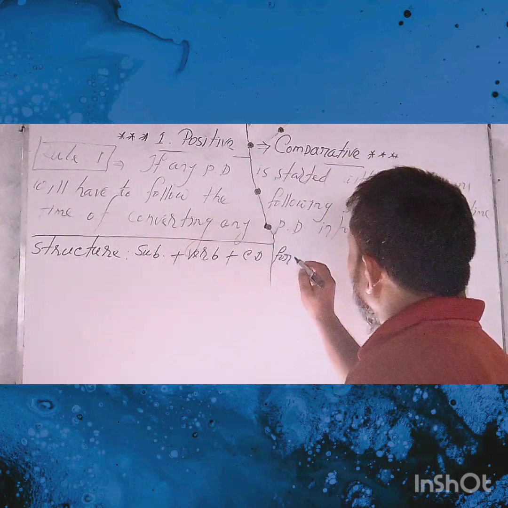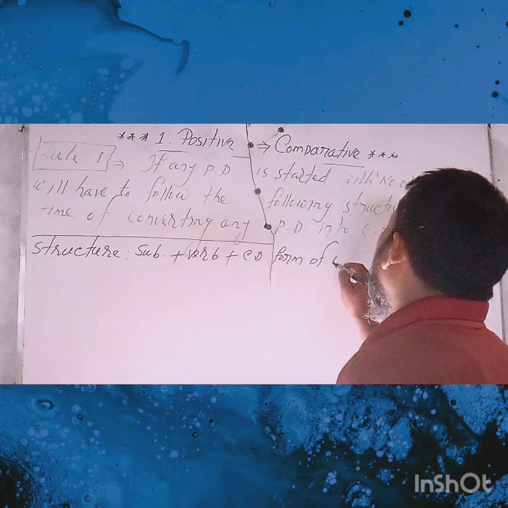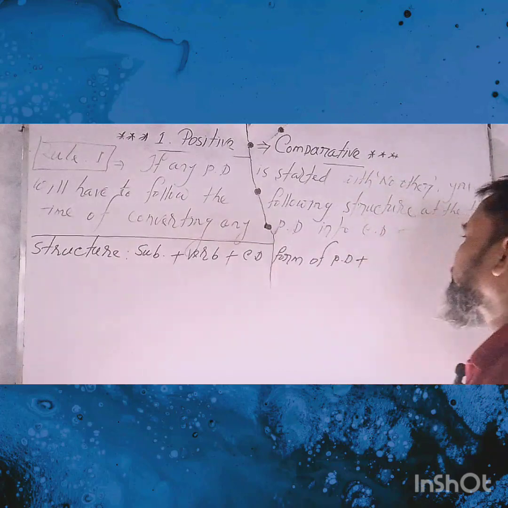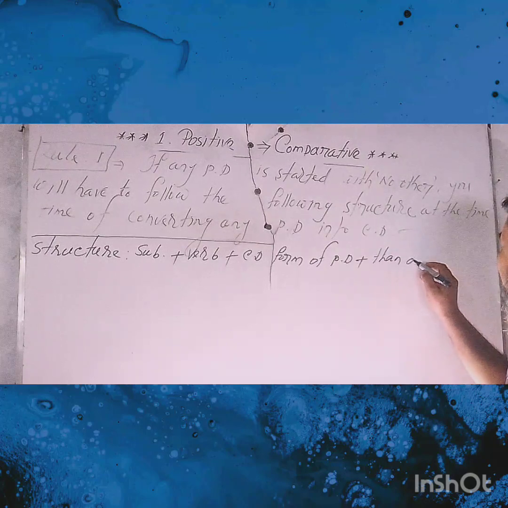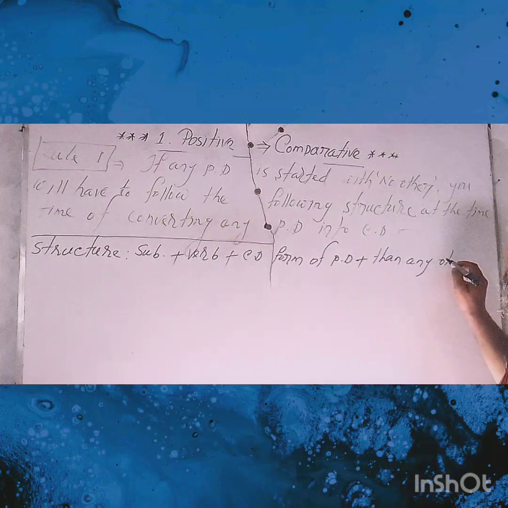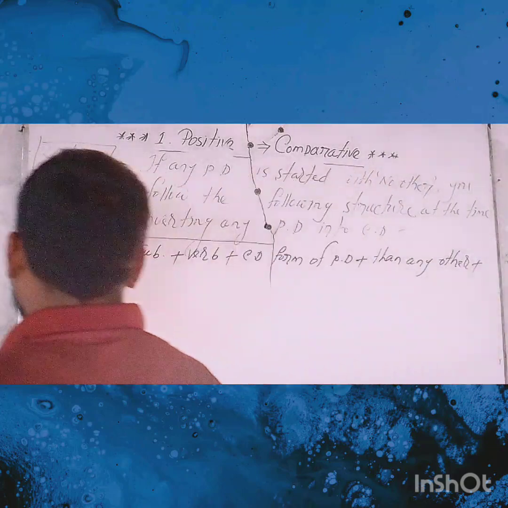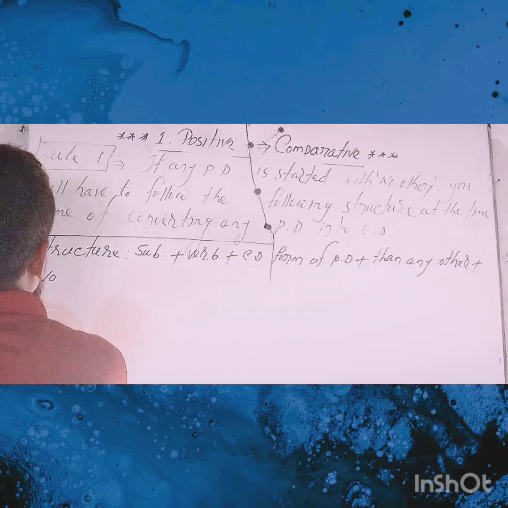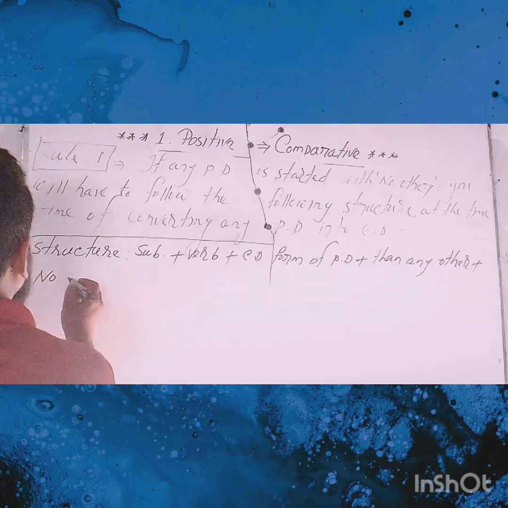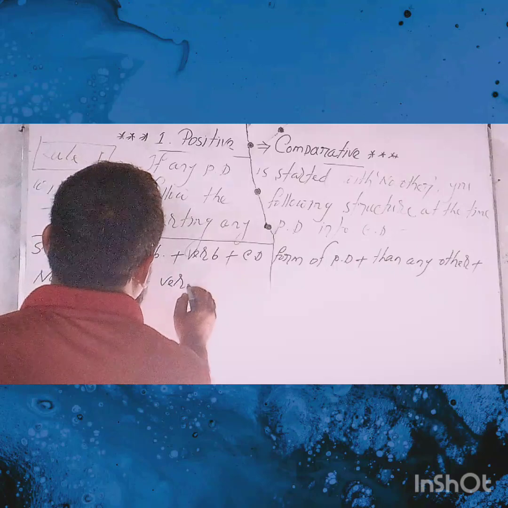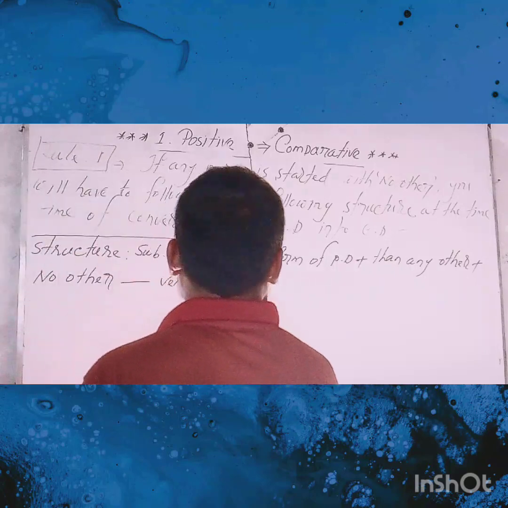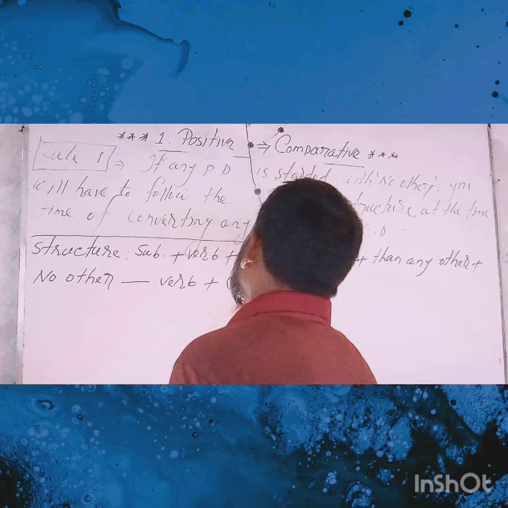the comparative degree form of the positive degree. Number four, we'll have to use "than any other." Number five, we'll have to write down the person after "no other" to the verb. And finally, we'll have to end it with the note of full stop.